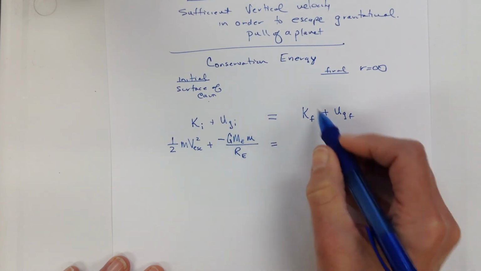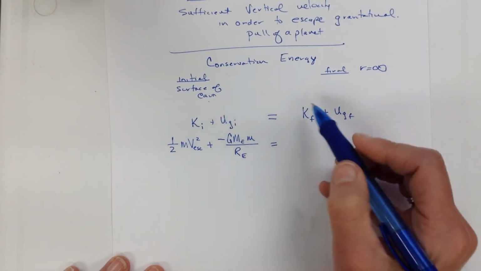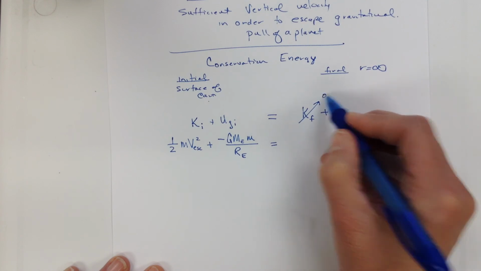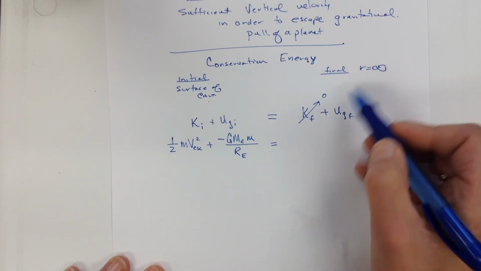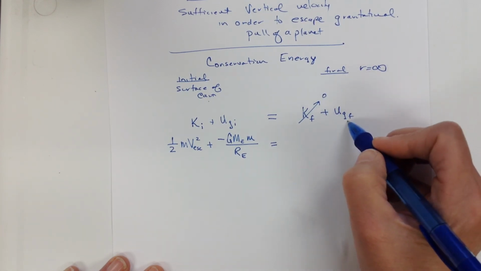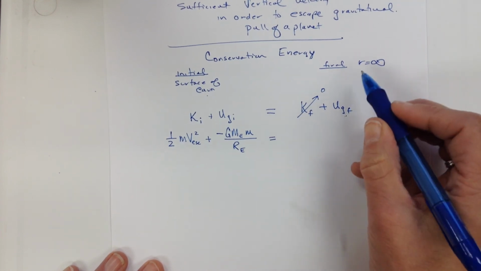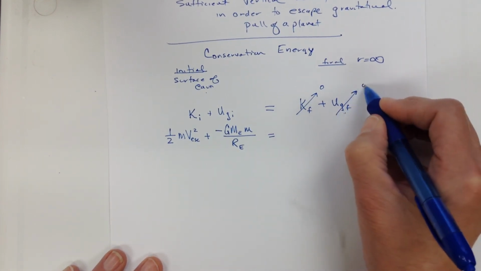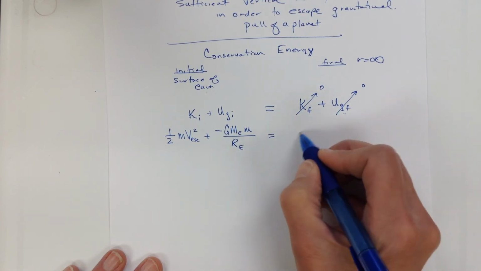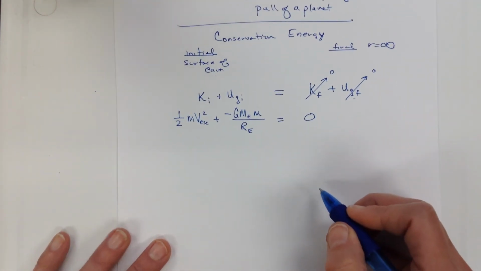Now at infinity, as an object is launched up in the air, that speed is going to approach 0. When it gets to infinity, the kinetic energy will go to 0. And then also our assumption is that at r equals infinity, the gravitational potential energy at that point will also go to 0. So this is just equal to a big fat 0.